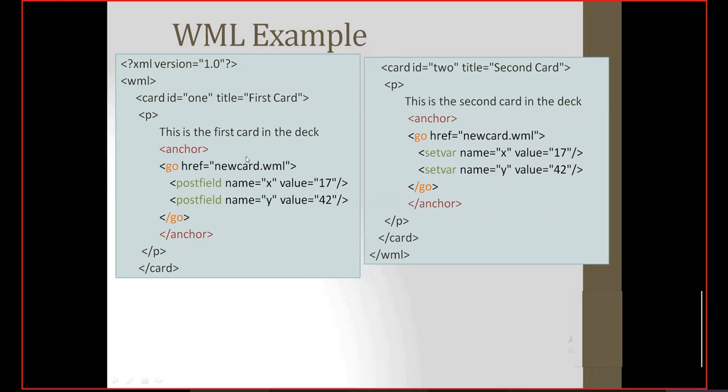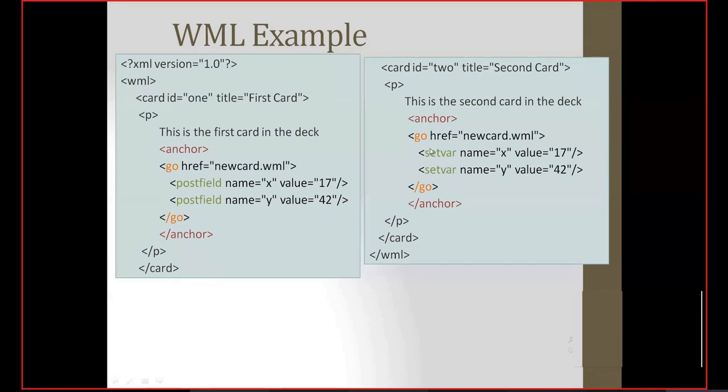Okay. Another way, on the right hand side you can see there is another card which again is navigating to some WML page. But here, while navigating, we are specifying the parameters by using the set variable tag or setvar tag. Okay. And again, the format remains the same. It is a name value pair. So we are specifying the names for the variables to be sent and their respective values. Fine.